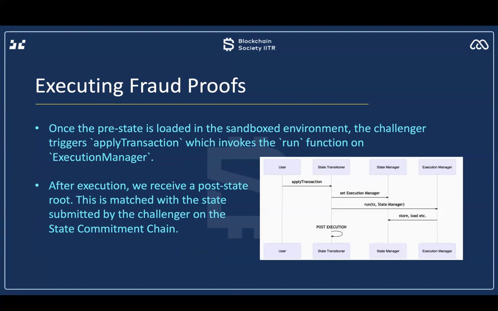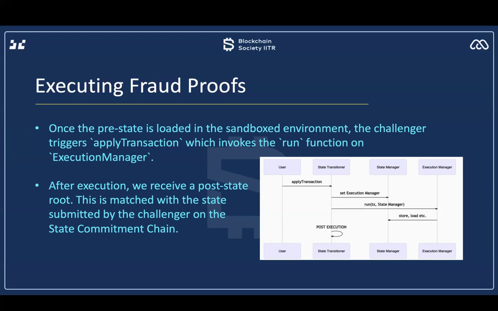So now let's come back to the fraud proof. As I said, the pre-state is loaded into the sandbox environment. The pre-state is basically S3. The challenger triggers a function called apply transaction, which invokes the run function on the execution manager. The execution manager, as I said, is responsible for executing this transaction in the sandbox environment. And what the execution manager returns is S4 prime. S4 prime is the actual correct state that should have been generated.